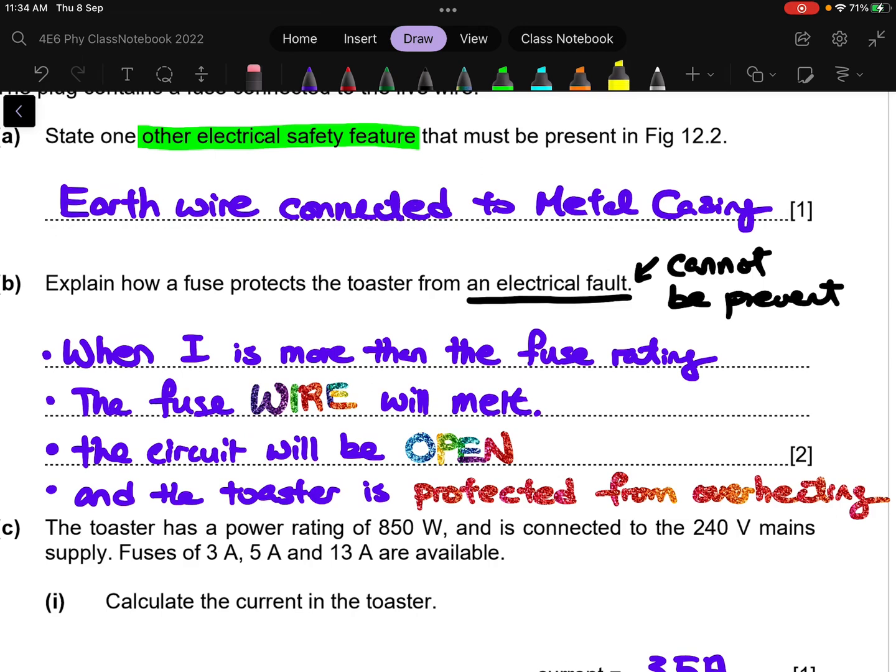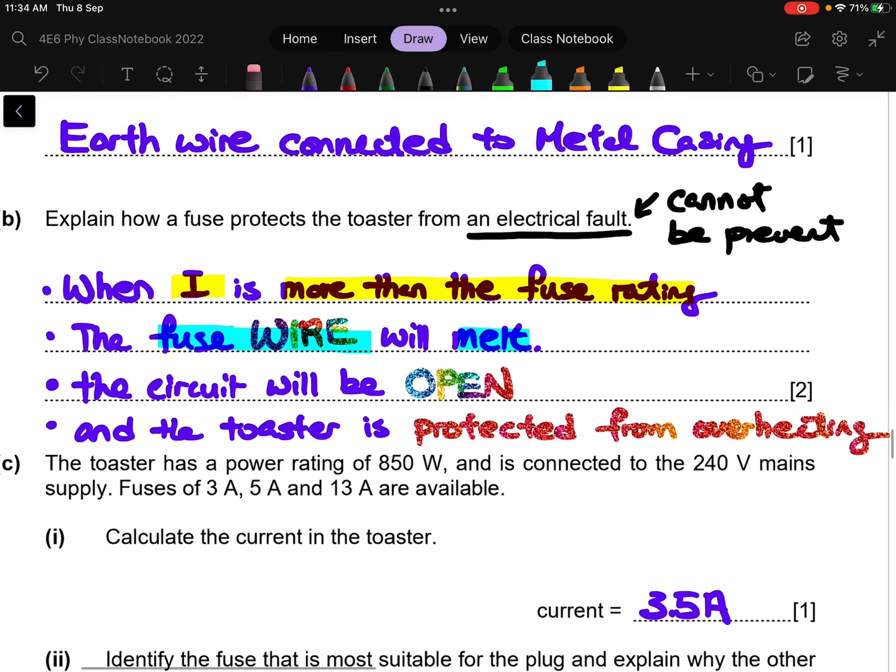So down here, those of you who lose marks, maybe you didn't tell me what is considered as a large current. You need to be able to tell me that you are relating it to the fuse rating. Some of you are still making the mistake. The fuse doesn't melt. It's the fuse wire that melts, if you want to talk about the fuse blowing. The fuse wire melts, right?